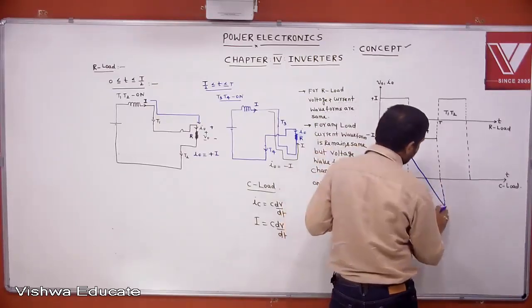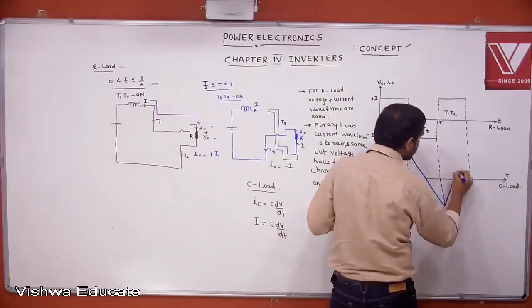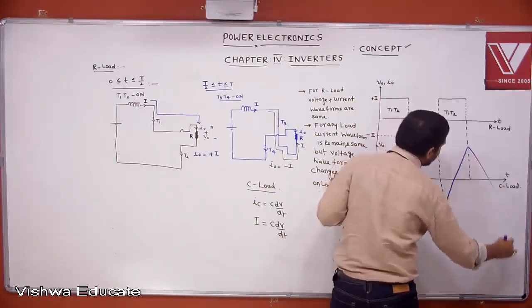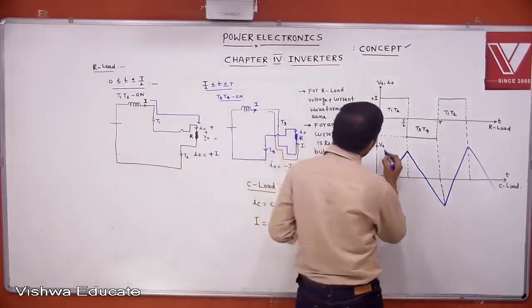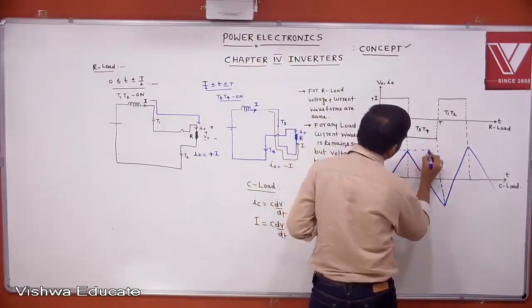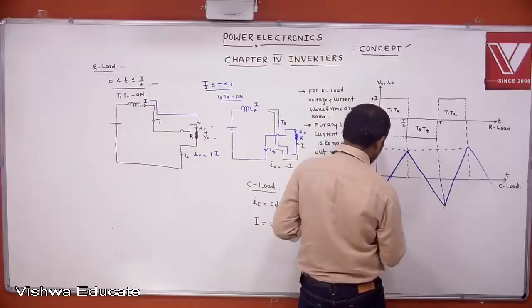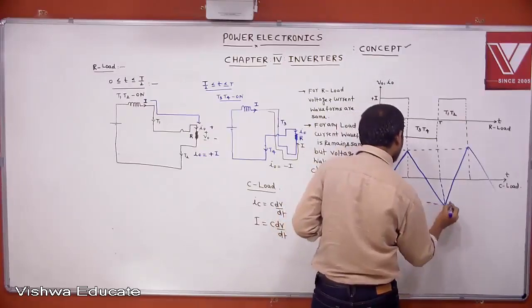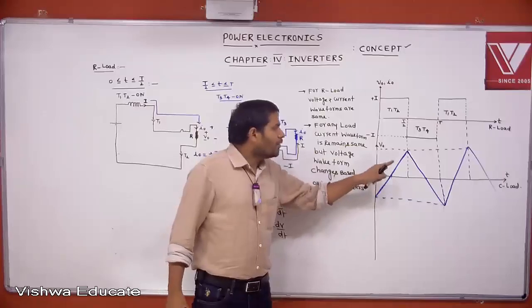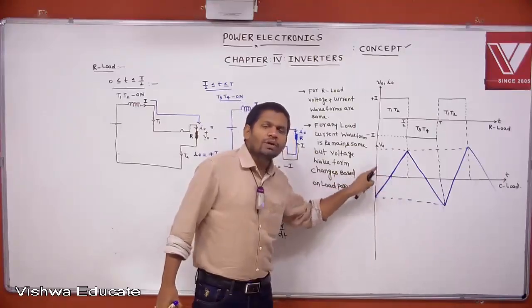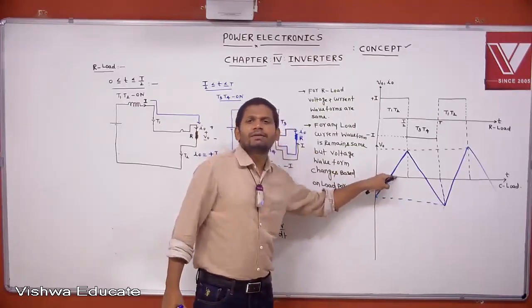Okay. Again rising slope. Again falling slope. Then you can get like this. This is the voltage waveform for purely capacitive loads. That's why in current source inverter for purely capacitive load, the voltage waveform is triangular.